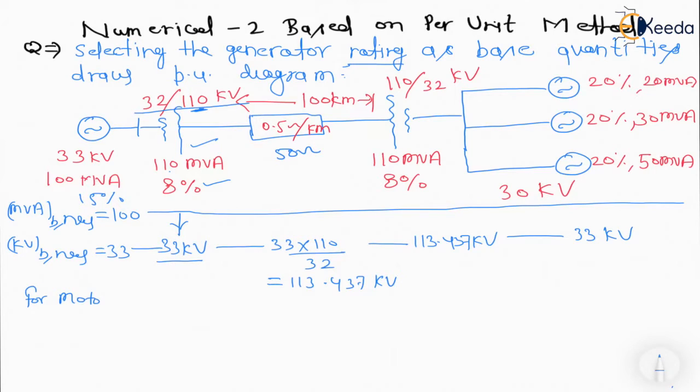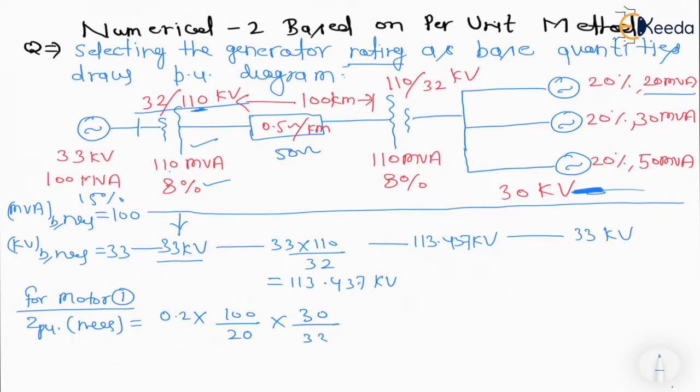Now we are going to find the per unit value of all the three motors. For motor number 1, ZPU new will be equal to ZPU old, 20% meaning 0.2, into MVAB new is 100 upon MVAB old, 20 MVA for motor 1, into KVB old upon KVB new. Always remember the KVB old is 30 kV here, and the new value is 33, so 30 upon 33 squared. This is equal to 0.826 per unit. This is for motor number 1.